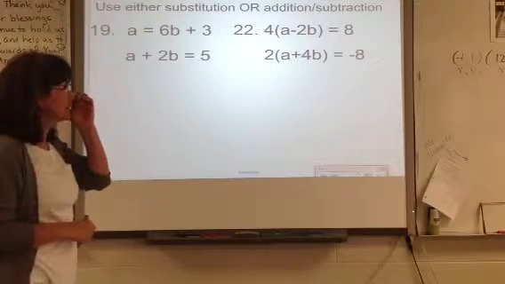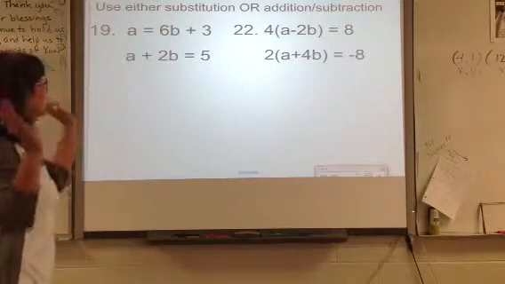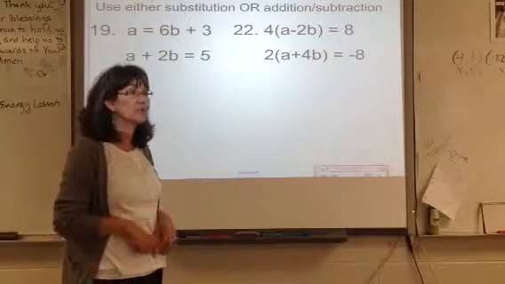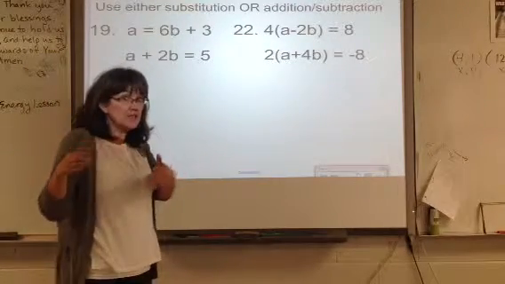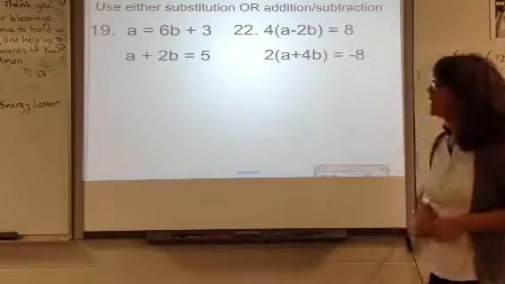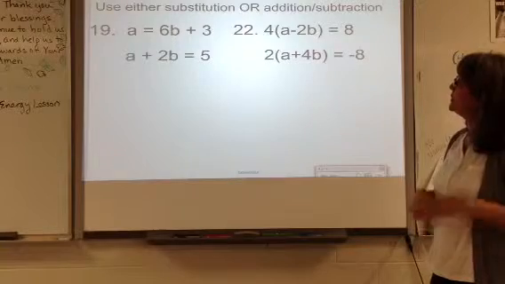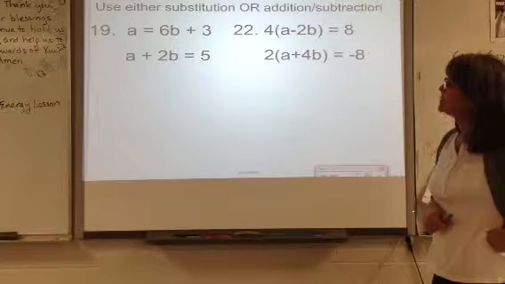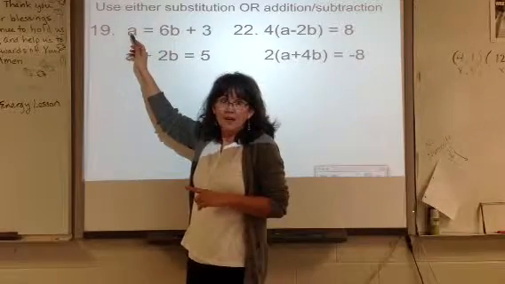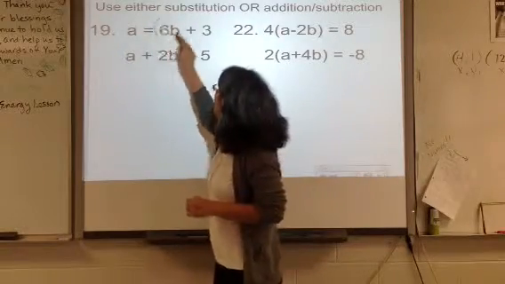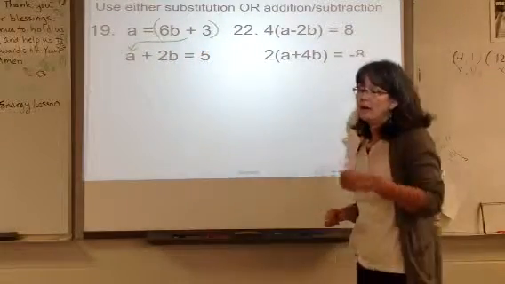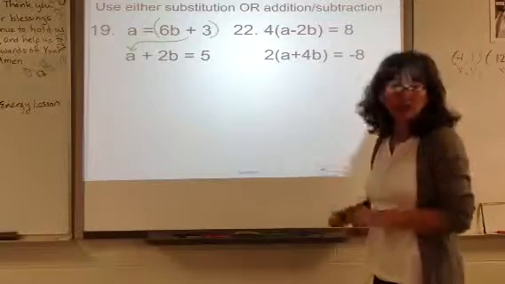Okay, now the last part of your assignment tells you, hey, you can do whatever you want. You can use substitution or addition, subtraction. But it's going to be smart to choose the easier one. So let's look at these and see which way would be easier. For number 19, would substitution be easier or addition, subtraction? And well, seeing as how this A is all by itself, I'm thinking substitution. I already know what A is, and I can sub all that junk in for the A. That's how I'd go with that one. Otherwise, you'd have to rearrange it all.